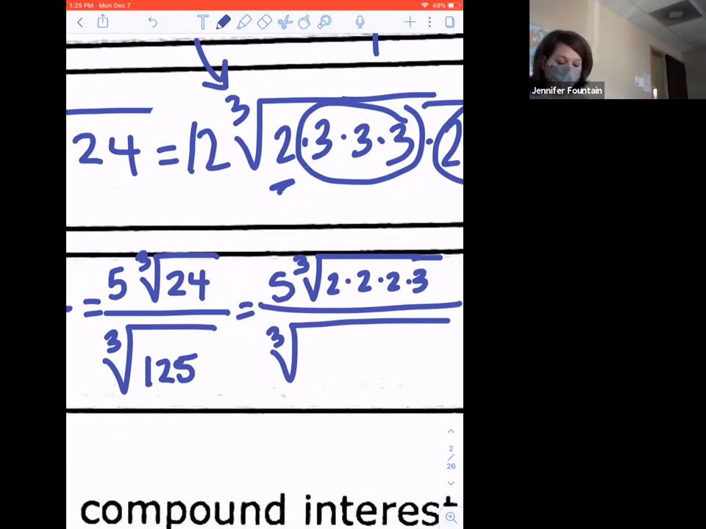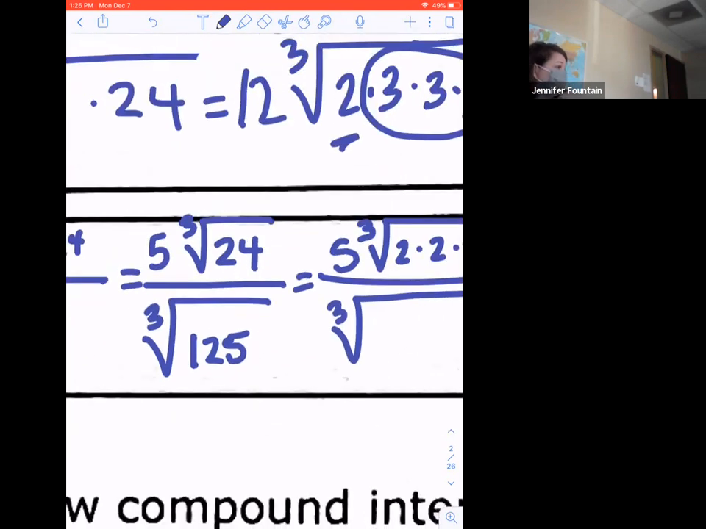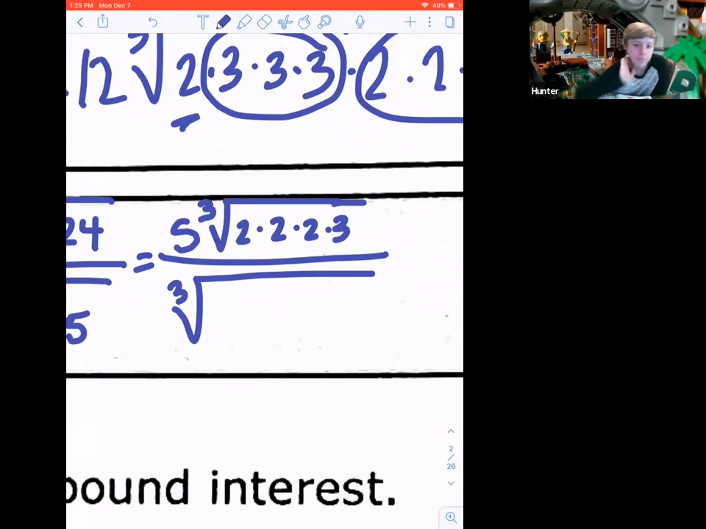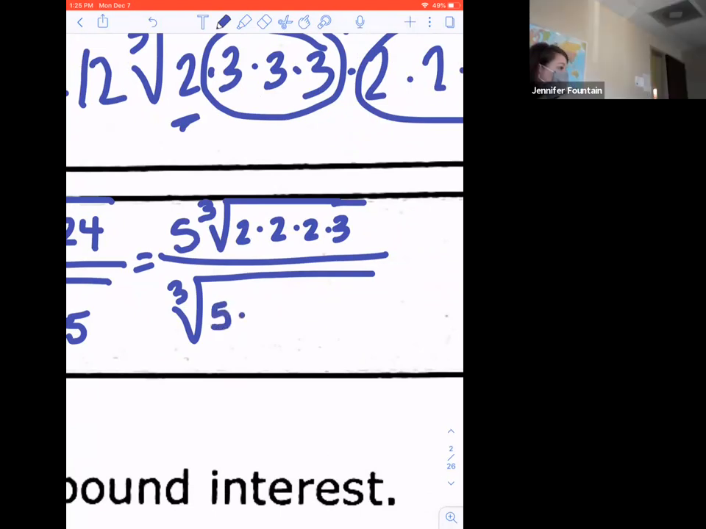What's my smallest prime factor of 125? It's not even, so it can't be 2. How can I test it to see if it would be 3? Remember when I do my divisibility test, I can add my digits together and 1 plus 2 is 3 and 3 plus 5 is 8. Is 8 divisible by 3? Mm-mm. So 125 isn't divisible by 3. So what's my next prime factor after 3? 5. So 5 will go into 125 how many times?